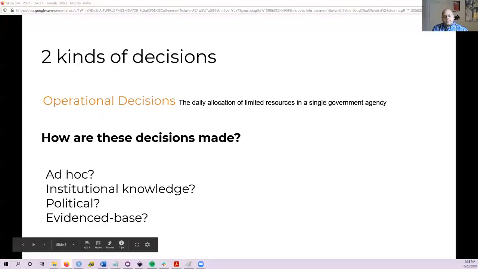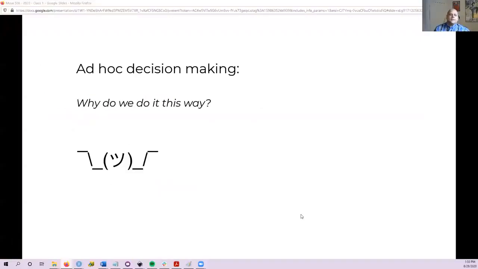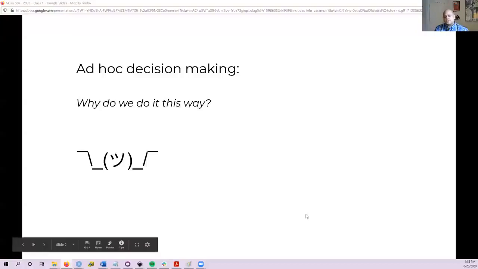And I have sort of identified 4 different ways that decisions get made in government. This is really just sort of my experiences. So the first and least common way is ad hoc decision-making. Why do we do it this way? I don't know. And it's really not particularly common, and I think it's probably most common when decisions are made by individuals who are free to act autonomously, particularly in the absence of some top-down decision-making machine.